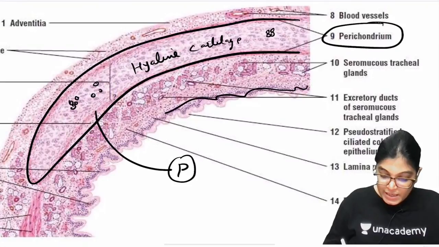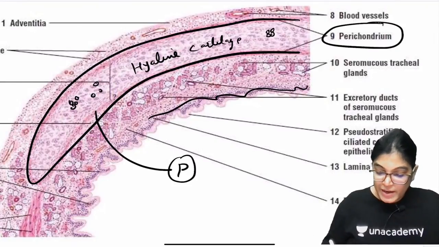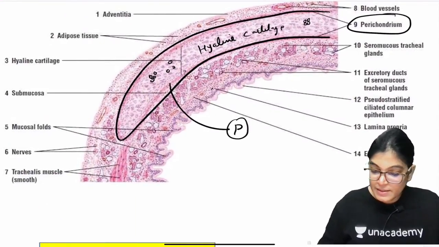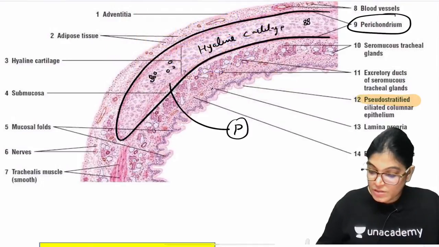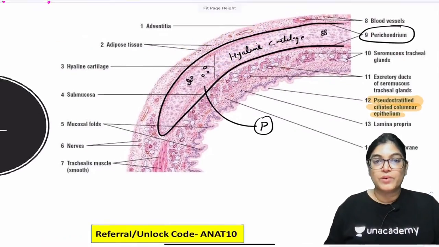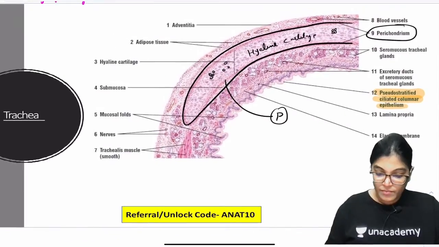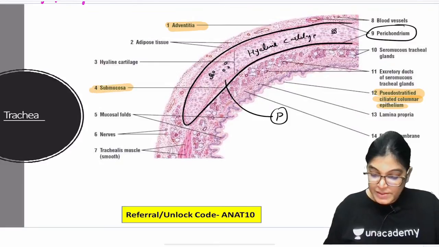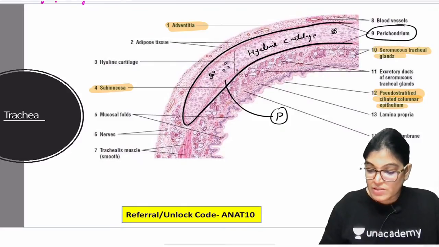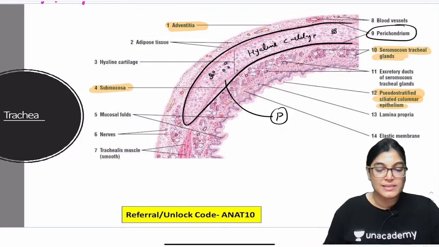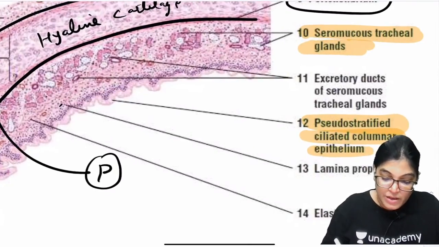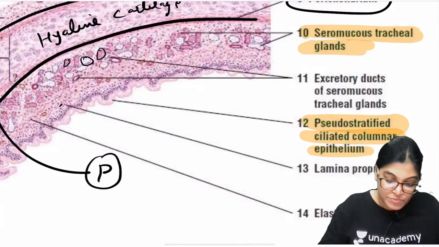Lining epithelium, as you can see here, this is the pseudo stratified ciliated columnar epithelium. So what is the lining epithelium? Lining epithelium is pseudo stratified ciliated columnar epithelium. Outermost will be the adventitia layer, then submucosa. If you see the submucosal layer, it is having seromucous tracheal glands. So you can see here, the glands have been shown here. These are the glands. So serous mucus glands are there.